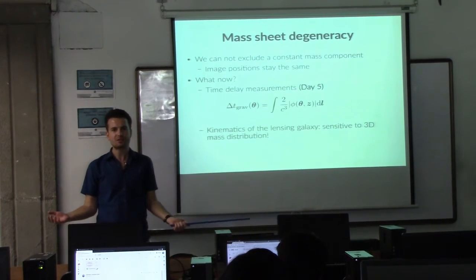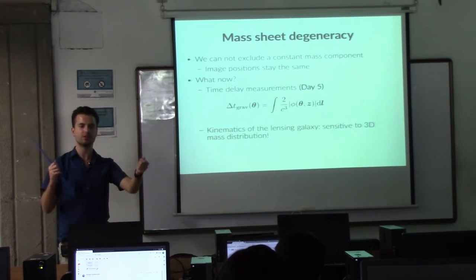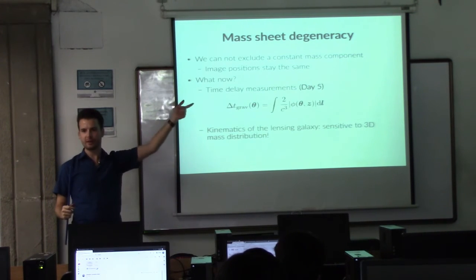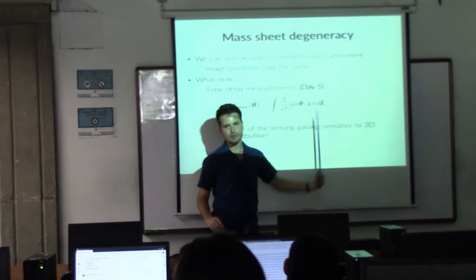And the other option is, we know how to weigh the galaxies. We do it all the time using kinematics. We have the velocity curves, we have the velocity dispersion. For even nearby galaxies, that's how we measure their mass, because that's sensitive to the 3D mass distribution.